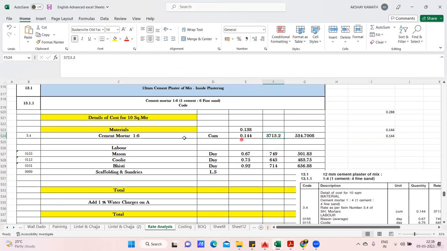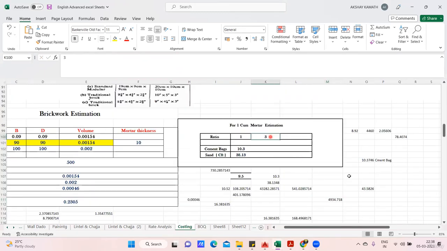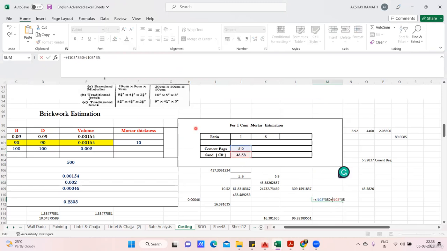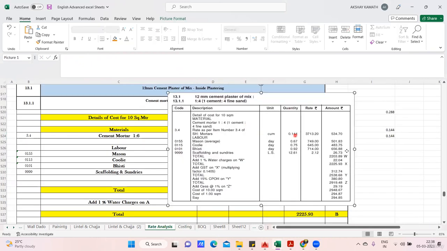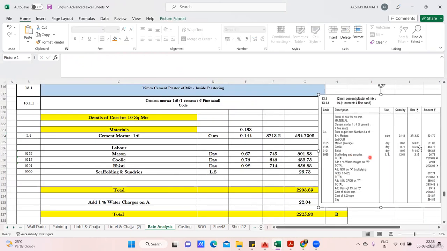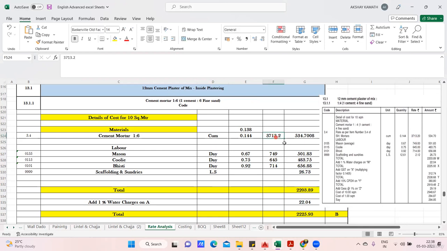Next, for the rate, you can put 1:6 and see how much it will cost. For the 1:6 ratio, in the costing part, I require 5.9 bags of cement and 43.5 CFT of sand. According to that, my costing will be somewhere close to 3582, where I multiply 5.9 by 350 per bag, and 43.58 by 35 rupees per CFT of sand. In the rate analysis, they have taken the rate as 3713. I have directly taken 3713 here, but I have explained how the costing will come.